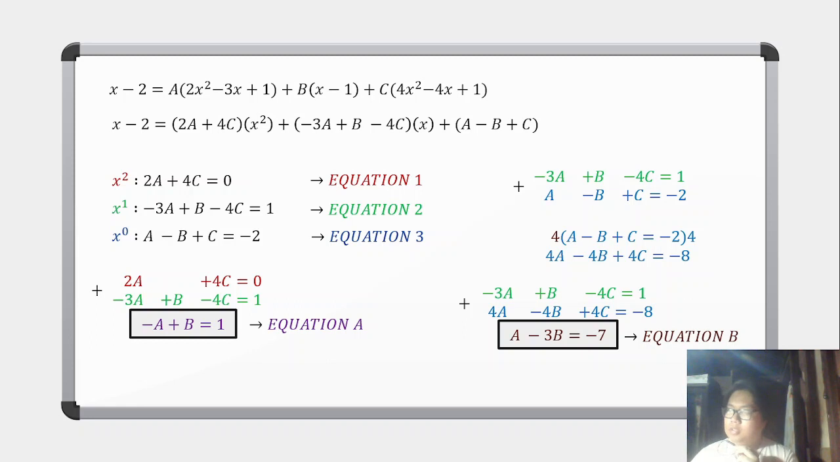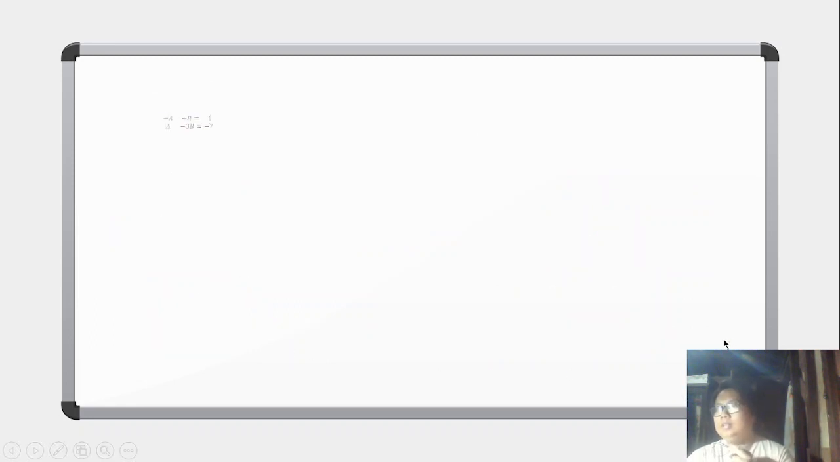So next step is I'm going to add equation A and equation B. Adding equation A and equation B, that is -2B = -6.